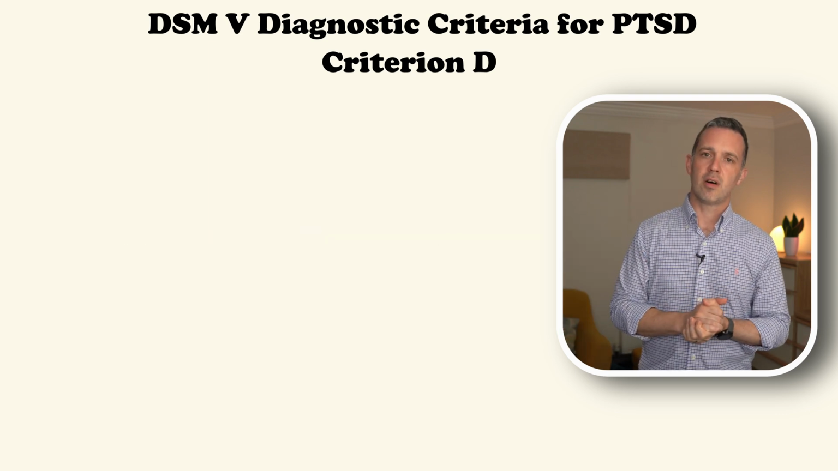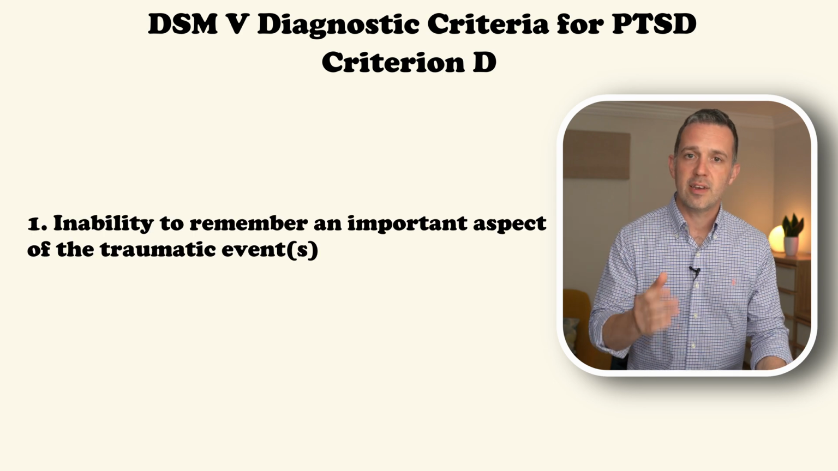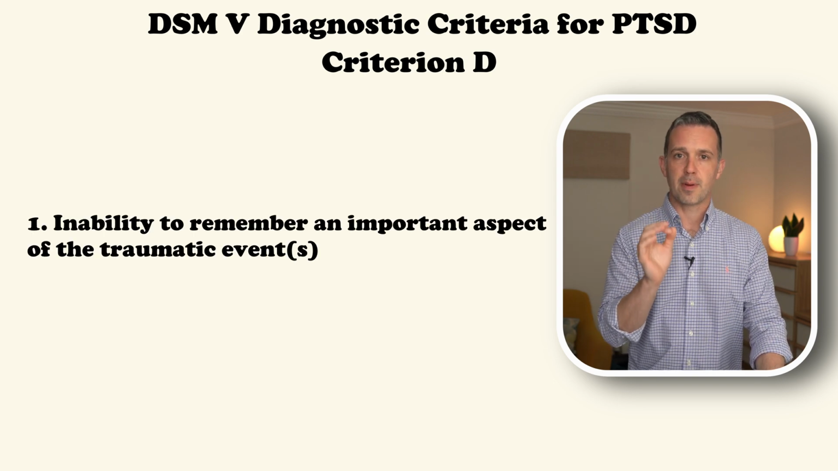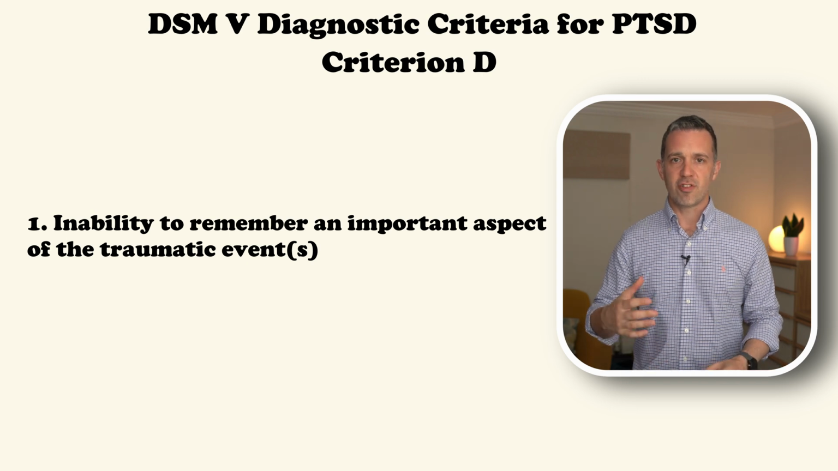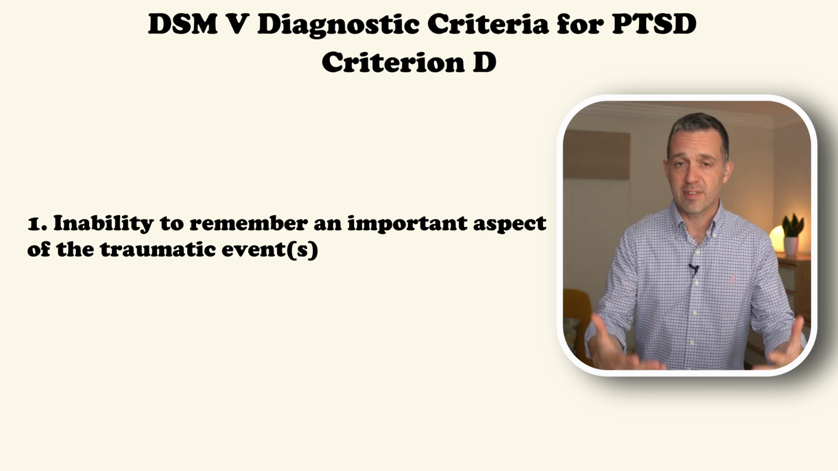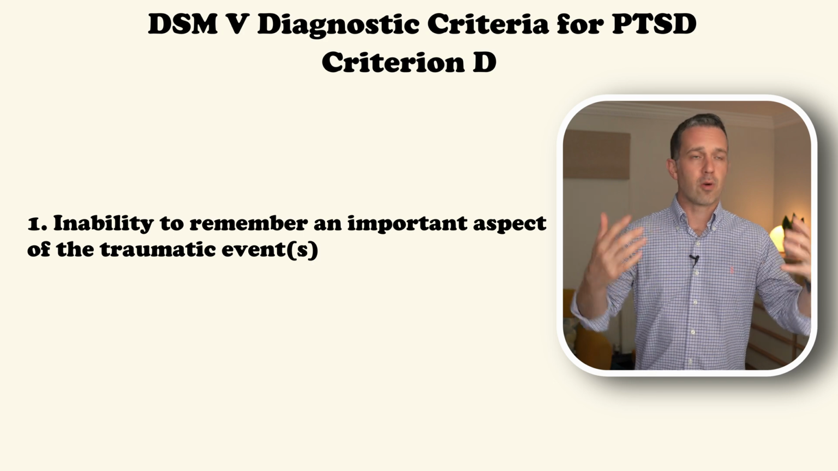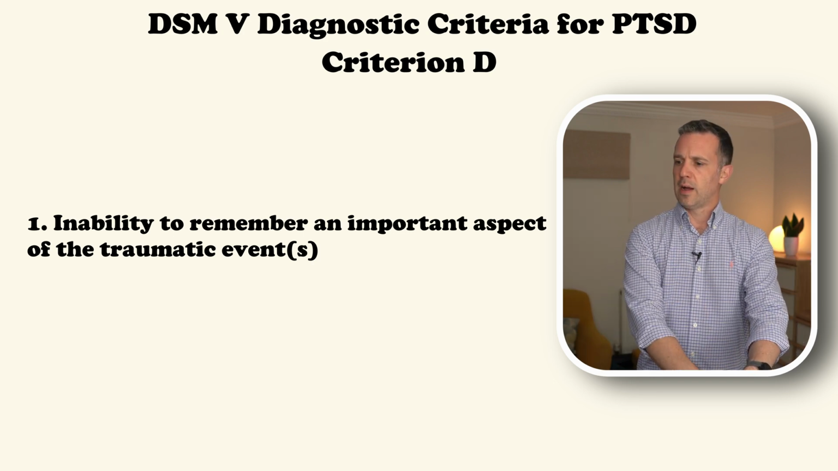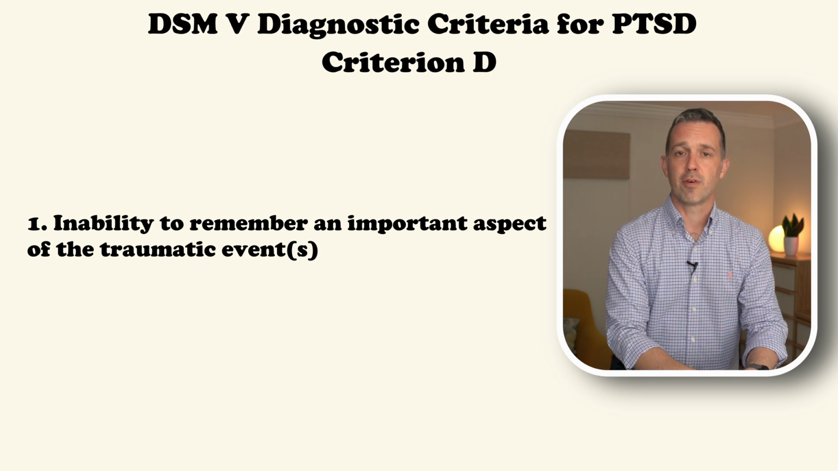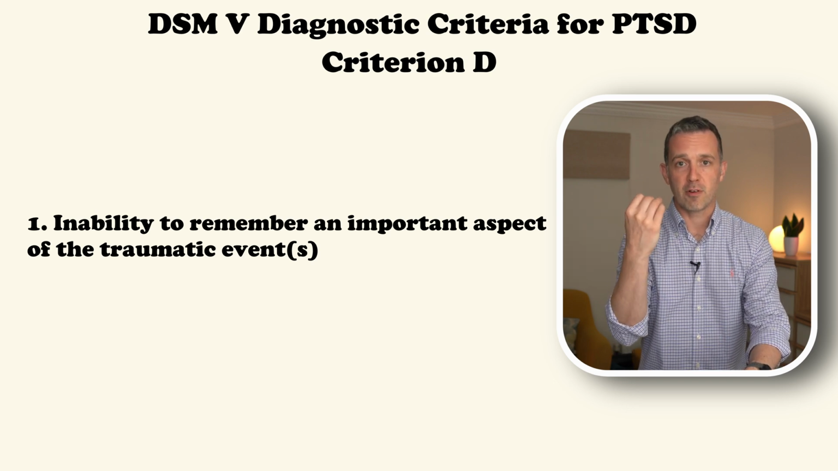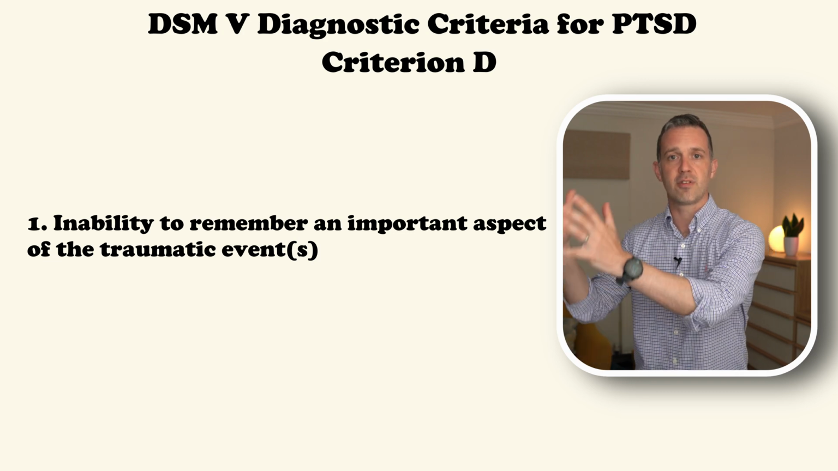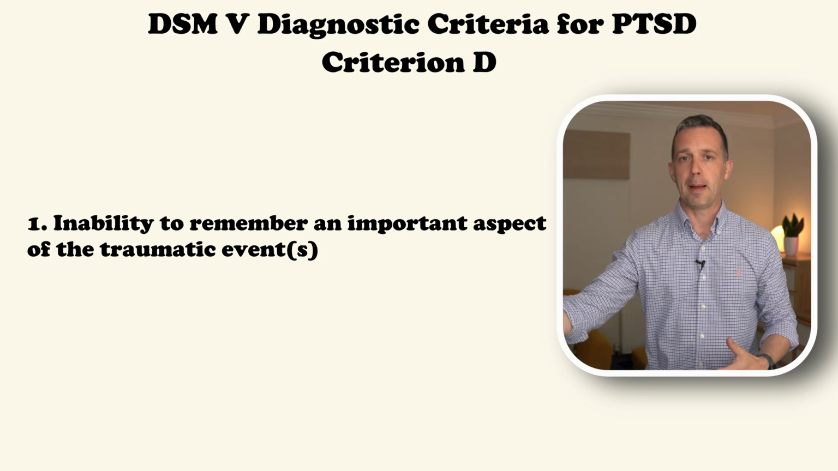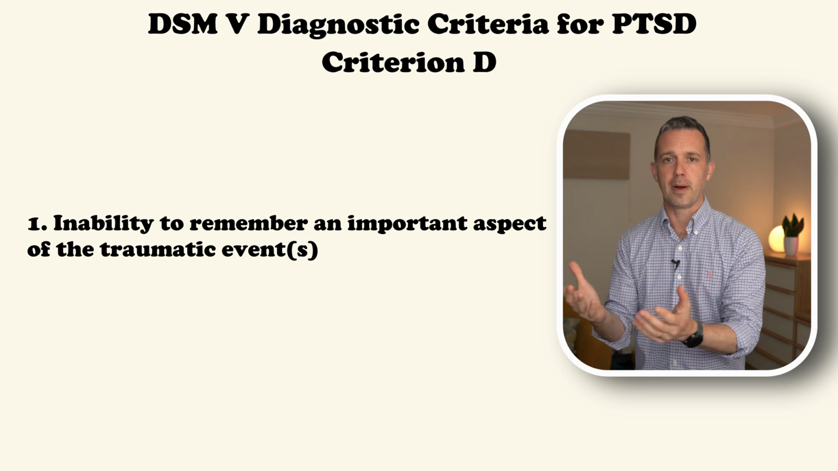And these 7 things are: 1, the inability to remember an important aspect of the event. And this is due to the nature of the event itself. It's not due to alcohol or drugs or some form of head injury. So it's more around dissociation from the event, which has impacted your memory. So at the time it happened, you dissociated, and now you can't remember a lot about what happened.